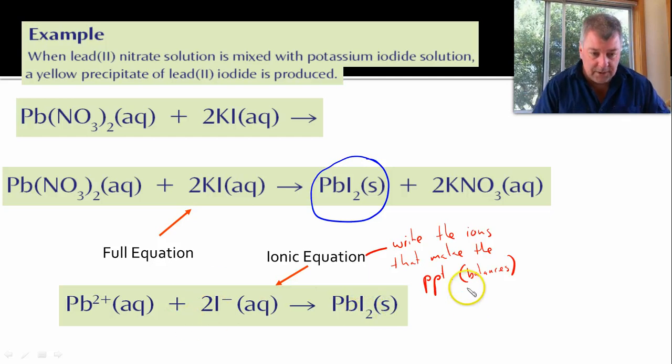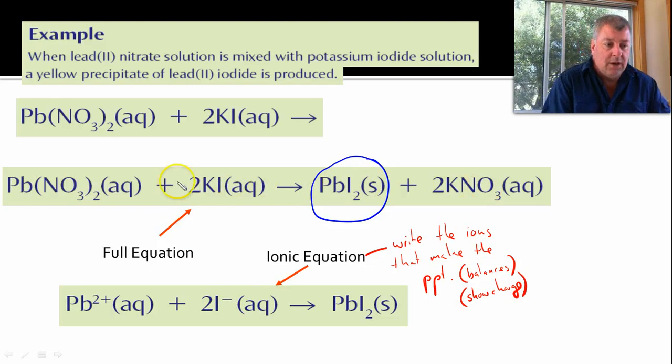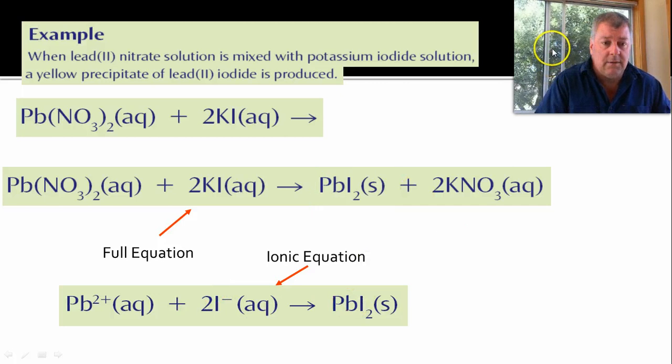And also show charge. Now that confuses students, because here we're showing charge. Up here in the full equation you don't have any charge, because in the full equation we're using the full formulas. And as we learned earlier, when you have the correct formula for a compound, it has no charge, so there's no charge being shown. Down here we're just writing the ions that go to make the precipitant. Right, let's get rid of that.